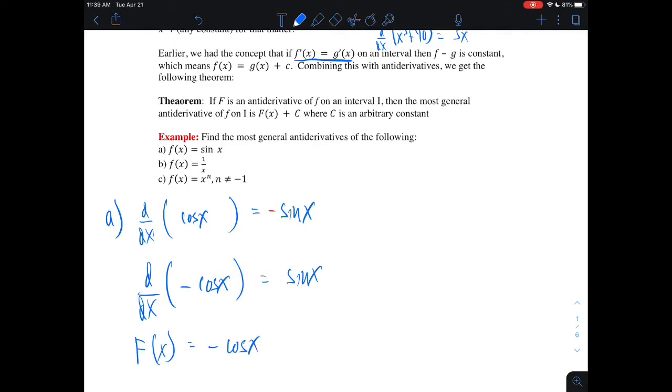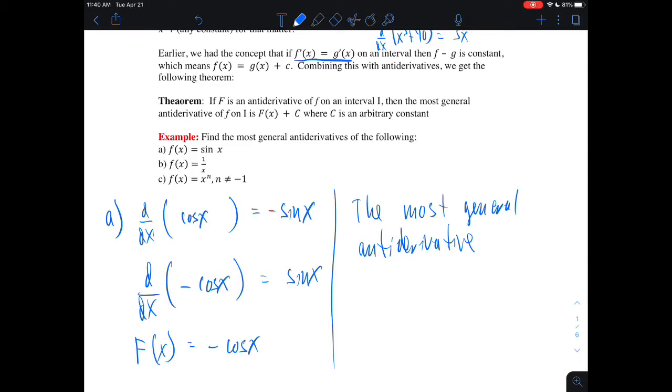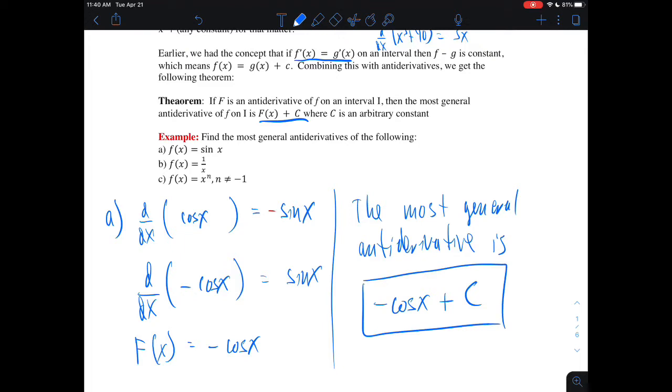But then to answer the question fully, the most general antiderivative would be that capital F function plus some arbitrary constant. So it would be negative cosine x plus capital C. So that's it. Just thinking of what that antiderivative is and then tacking on a constant to that.